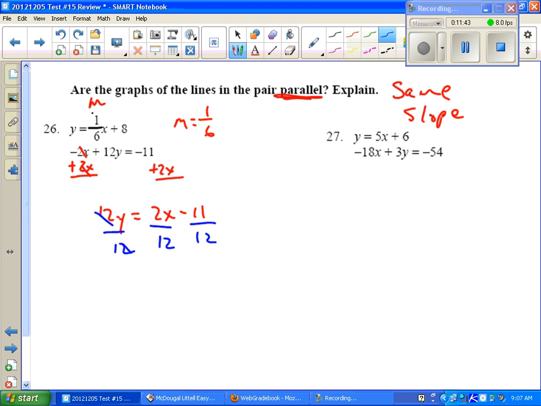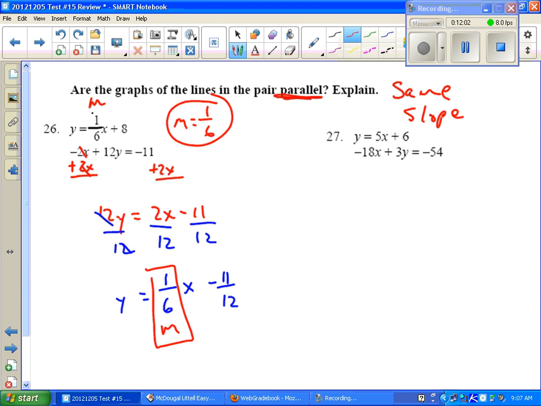The number 2 goes into both of those terms. It goes into itself 1 time and then the 12 6 times. So 1 6x. And then negative 11 over 12. There's no number that goes into both of those. So your slope, if this is y equals mx plus b, all you're interested in to find out if they're parallel is the slope. Both of them have the same slope. So where it says to explain, you can simply explain it as they have the same slope.